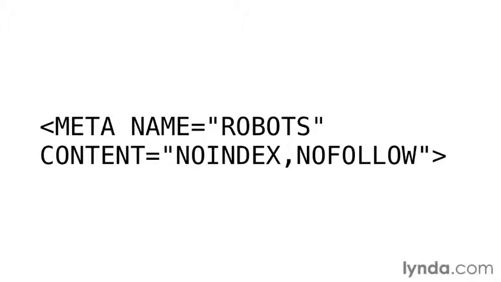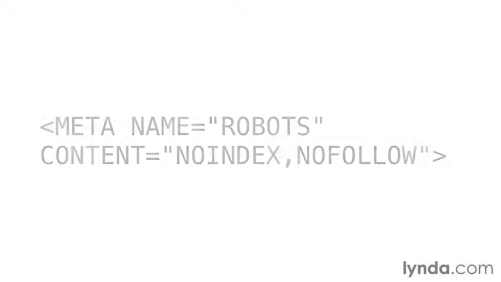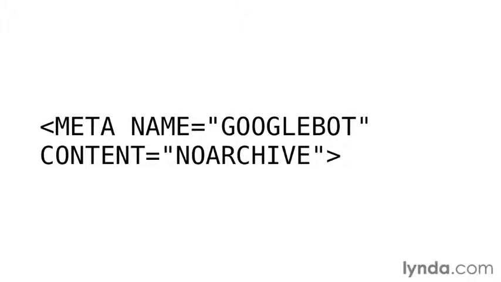It can also be used to tell the search engines to index the page or follow the links in the page, but that's rather pointless, as the search engines will index and follow if they want to, not because you tell them to. There's also a Googlebot meta tag that provides instructions specifically to Google. You can use this to tell Google not to archive, that is, cache your web pages.